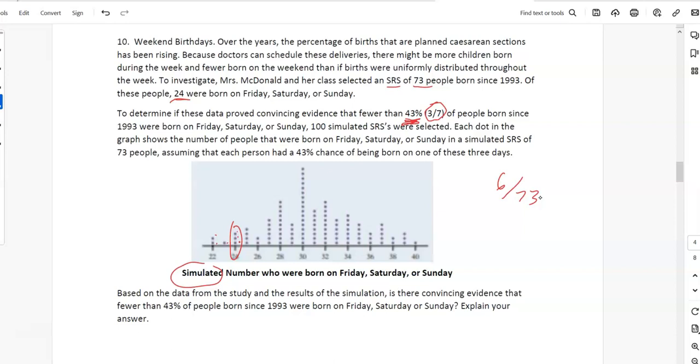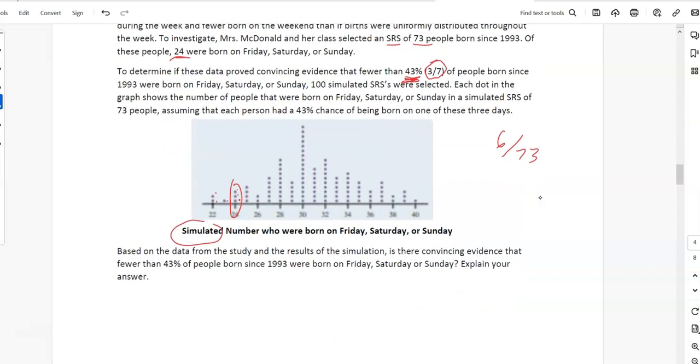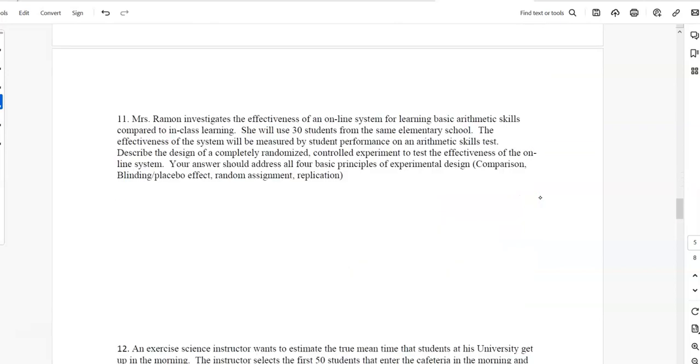We don't think that's extreme enough to say that the treatment is statistically significant. We think that this variation could be explained by chance alone. So is there convincing evidence? Right now, we don't have enough convincing evidence because that falls in the simulation. It's not that unusual, and so we're not going to say it's significant.